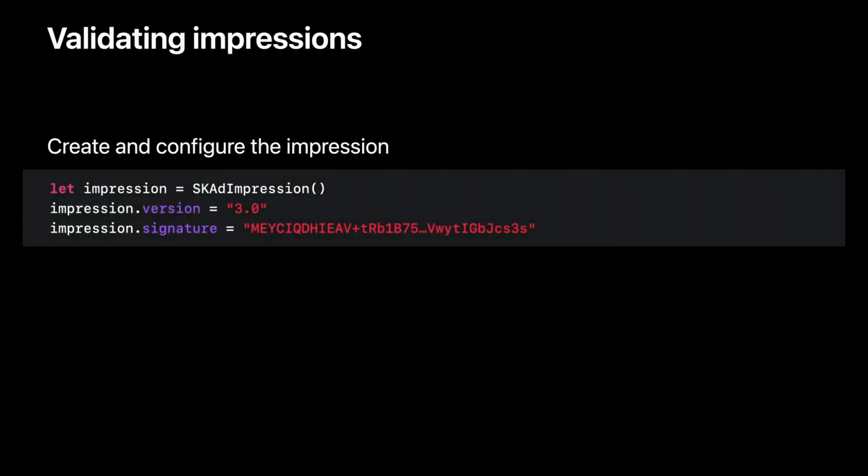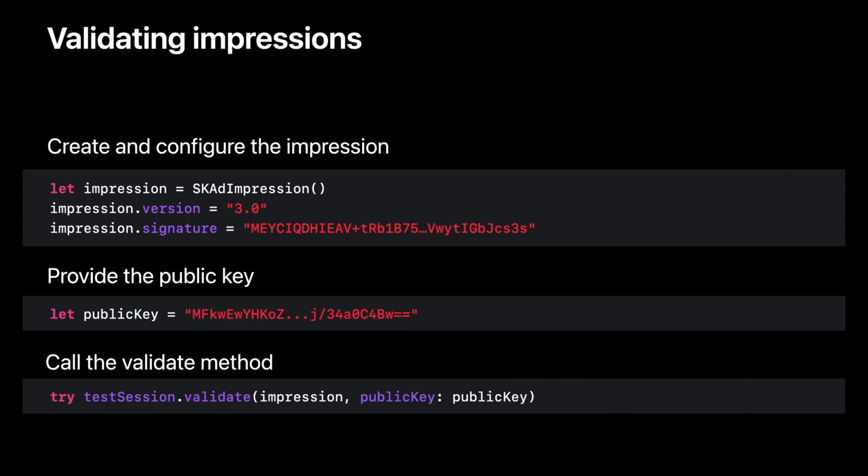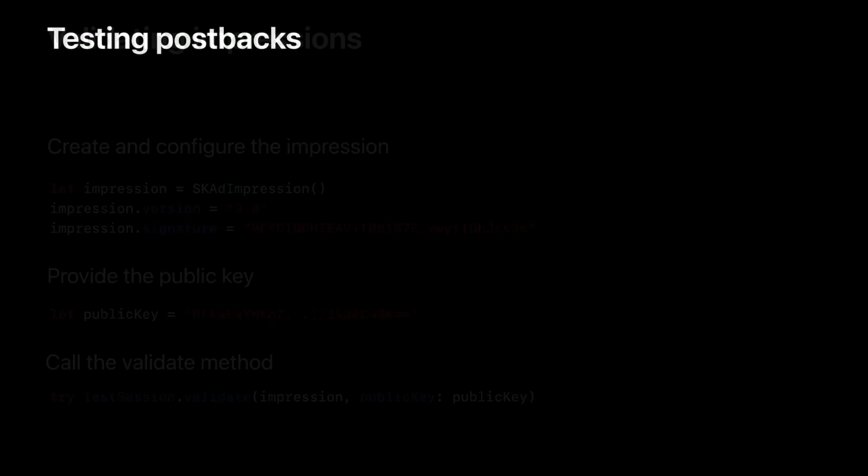Let's take a look at validating an impression. You create and configure an instance of SKAdImpression. You supply the public key counterpart of the private key used to generate the signature. And then you call the validate method on the SKAdTestSession instance. This will validate your impression and throw an error if either the impression is misconfigured or the signature is invalid.